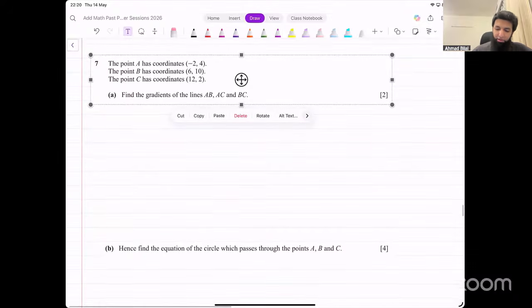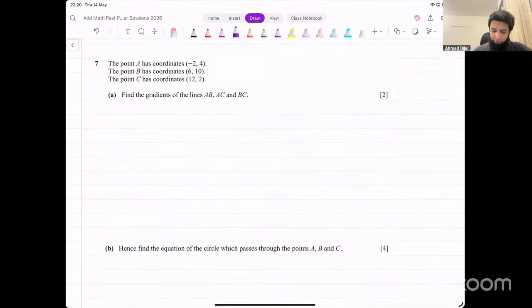Okay, what is in it? Point A has coordinates -2, 4. B has coordinates this, and C has coordinates this. Find the gradients of the lines AB, AC, and BC. Okay, find the gradient of AB. See what that turns out to be.